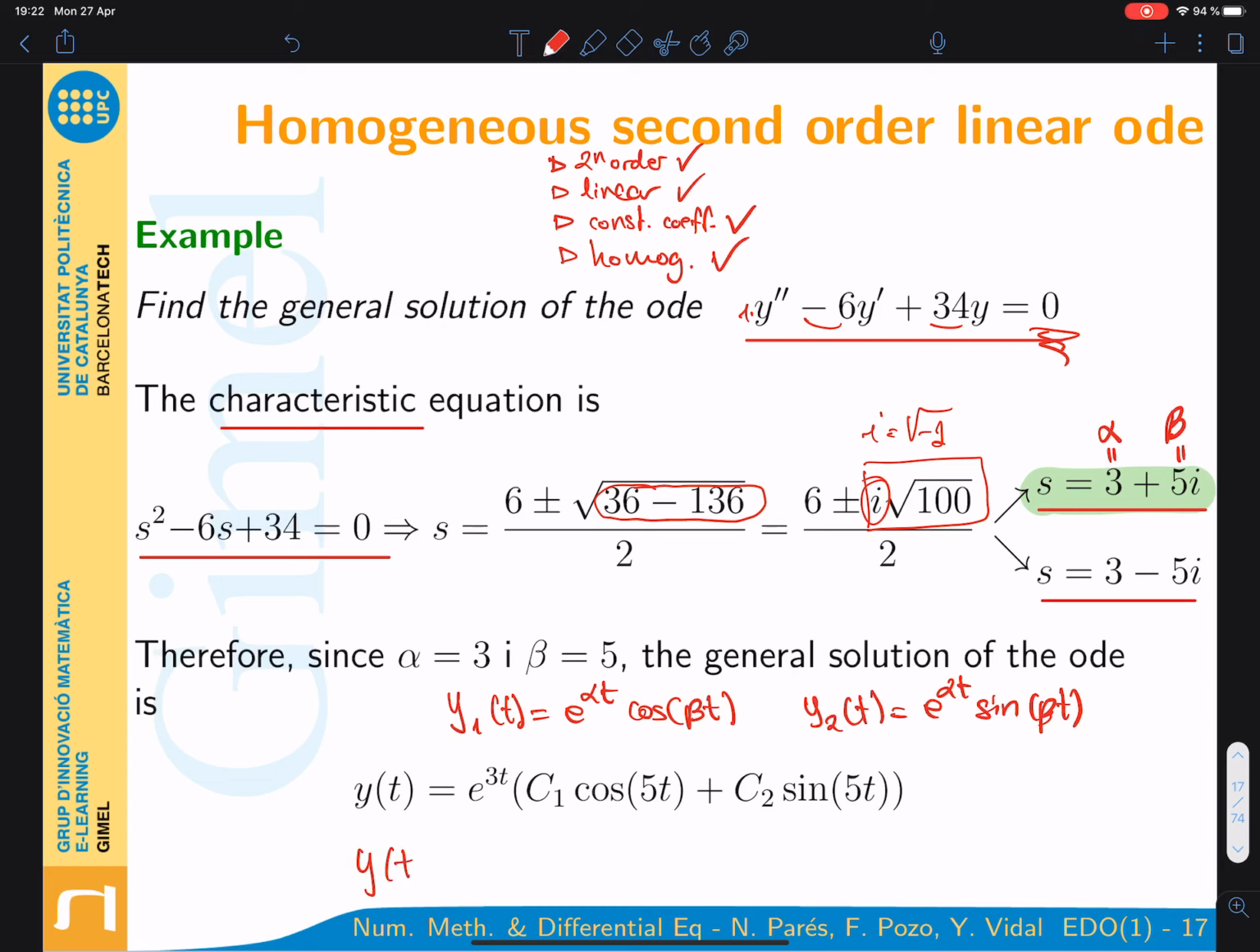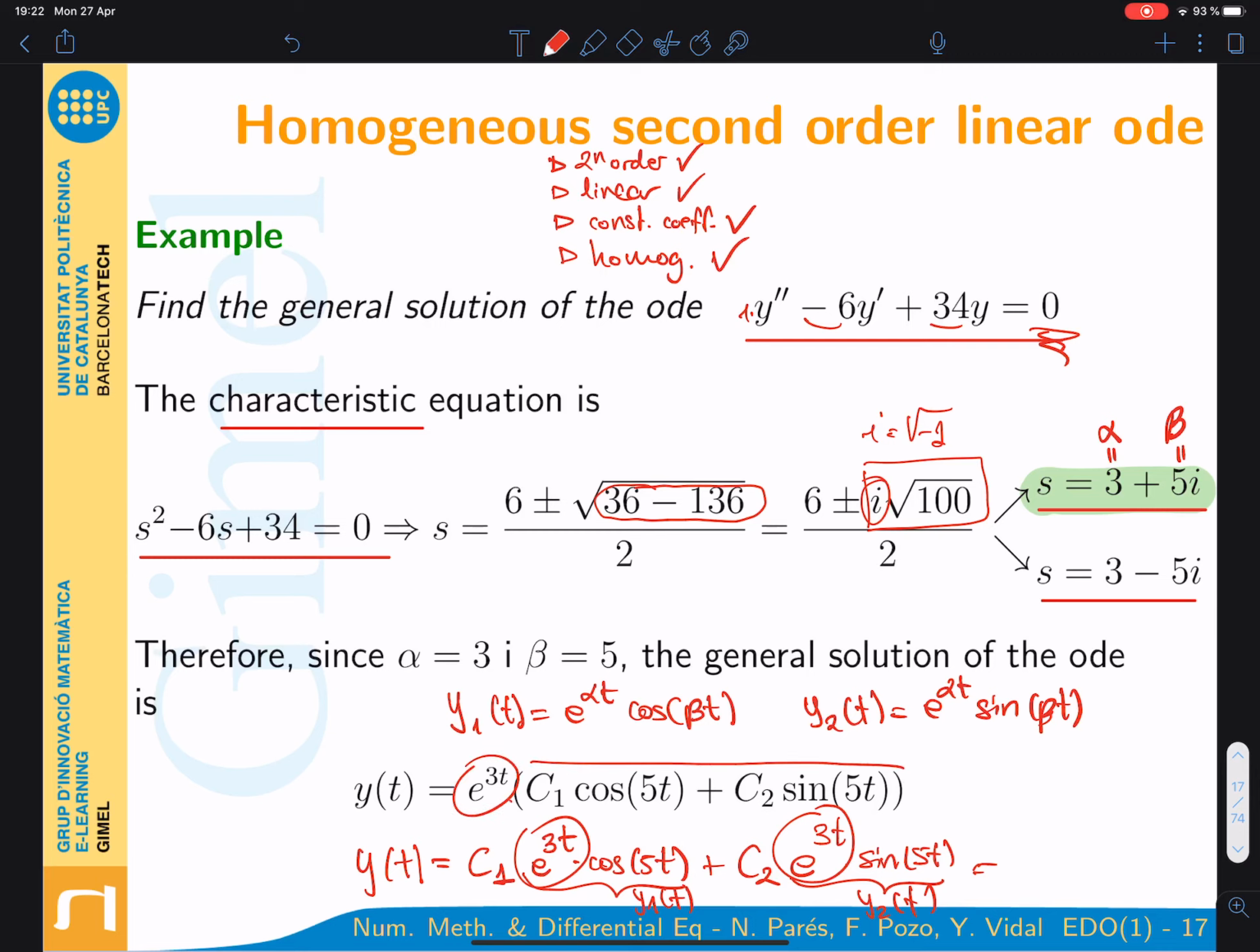So y(t), maybe the first time I will write this as the linear combination of y1, which in this particular case is e to the 3t times cosine of 5t, plus c2 y2, which is the exponential of 3t times the sine of 5t. Of course, we can rewrite this by taking the exponential of 3t as common factor and writing it in this manner that we have here in the slide, okay? So this is what I wanted to cover today.